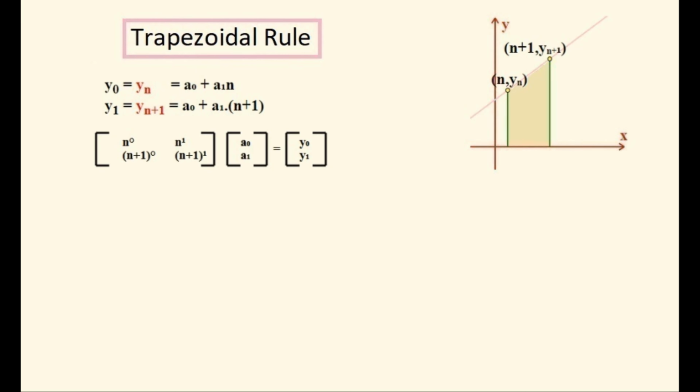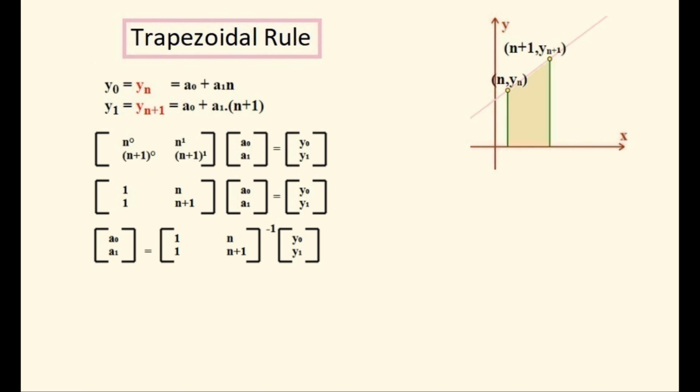And we can use the expressions n and n plus 1 to derive the trapezoidal rule. We firstly convert these two equations into this one matrix equation, and then we evaluate the expressions containing n. And so then we express the coefficients of the line in terms of the heights of the line.